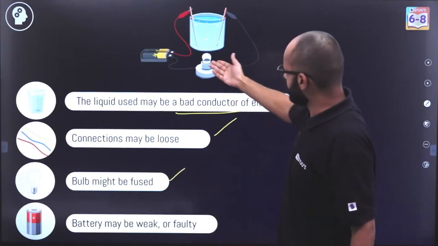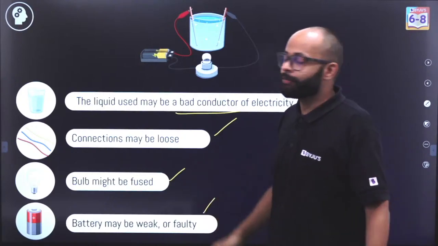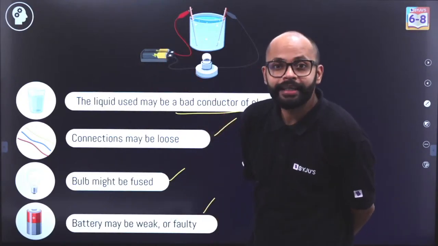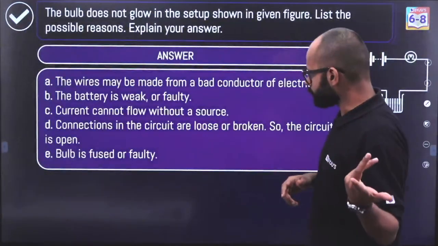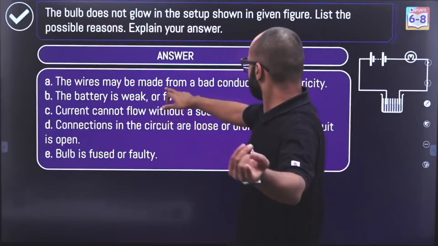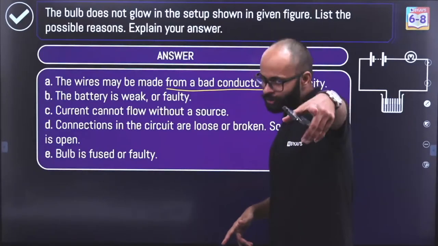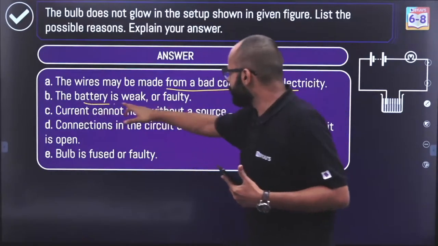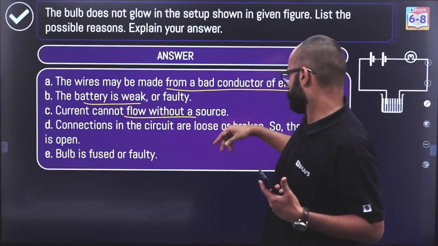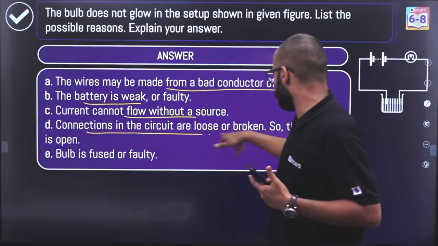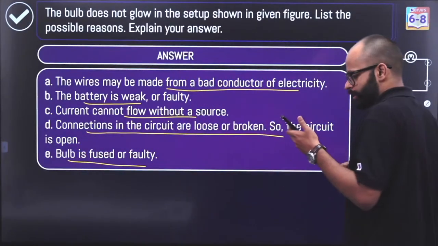Bulb might be fused. Yes, sir. If bulb is fused, what will I do? Battery may be weak or faulty. If the battery itself is weak or faulty, how will it work? You are right. What else? Wire could be made from a bad conductor. So all these things you have told me. The battery is weak, there is no constant current flow without a source, connections in the circuit are loose or broken, and bulb is fused or faulty. Very good.